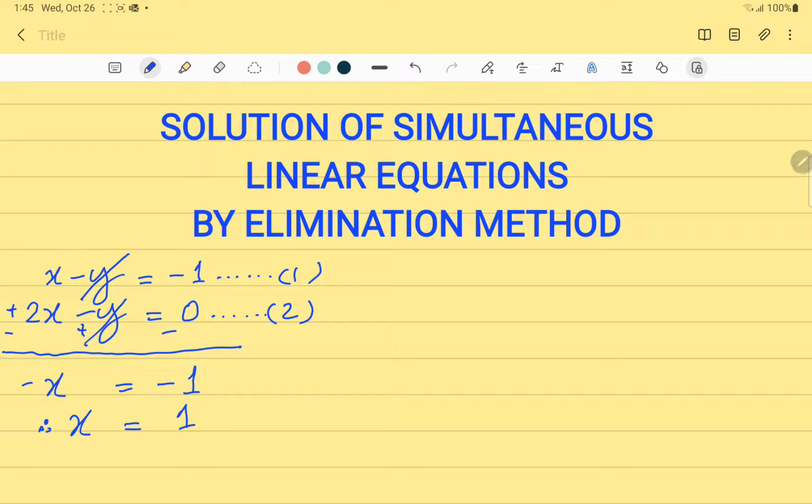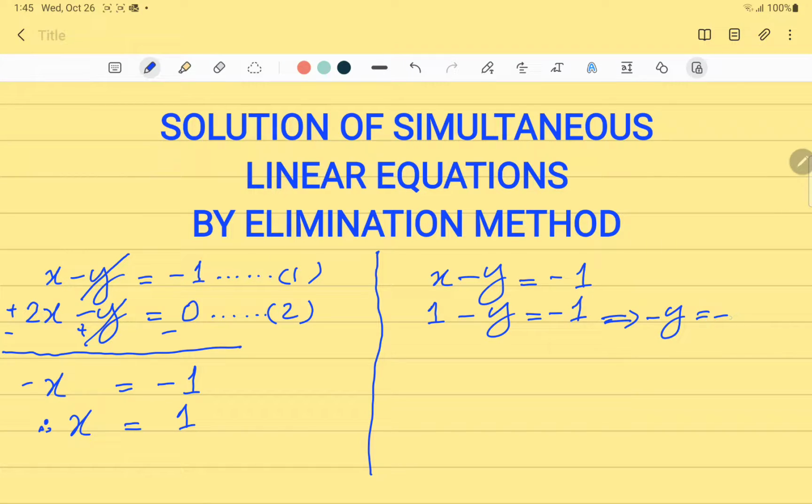Okay, now by substituting the value of x in equation number 1, we get our equation number 1 is x minus y is equal to minus 1. Since x is equal to 1, we write it like this. So minus y is equal to minus 1 minus 1. So minus y is equal to minus 2, and when we multiply both sides by minus 1, y will be equal to 2.